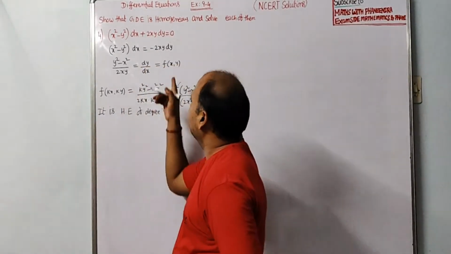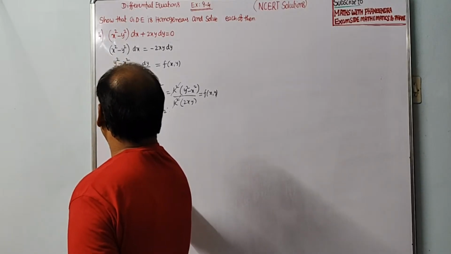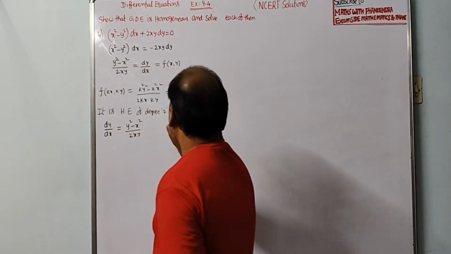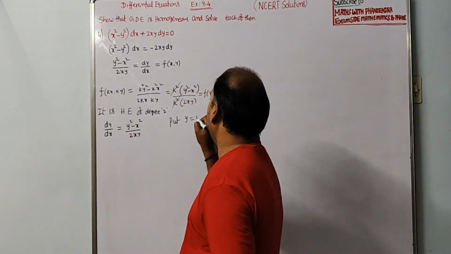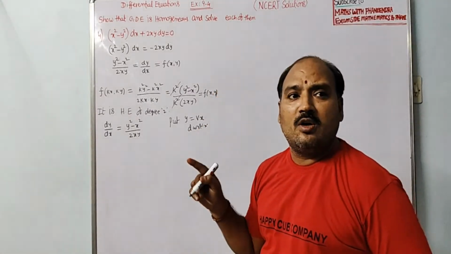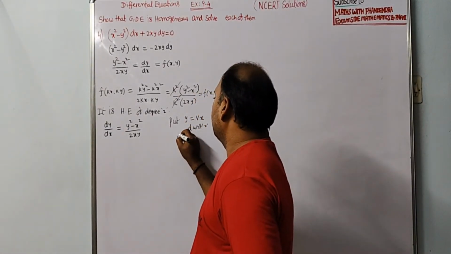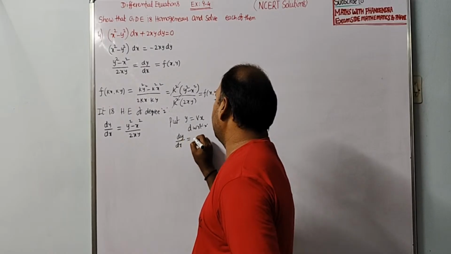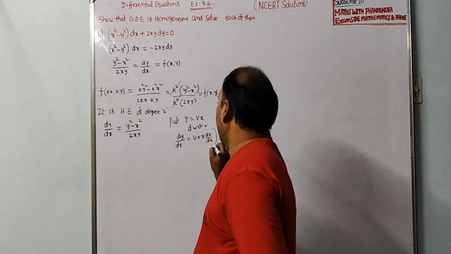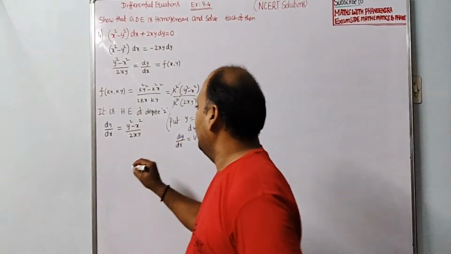Next, what we have to do? dy by dx equal to y square minus x square by 2xy. Put y is equal to vx. This is the common rule to solve a homogeneous differential equation. Put y is equal to vx, so differentiate with respect to x: dy by dx equal to v plus x dv by dx. So wherever y is there, replace with vx, and wherever dy by dx is there, replace with this value.